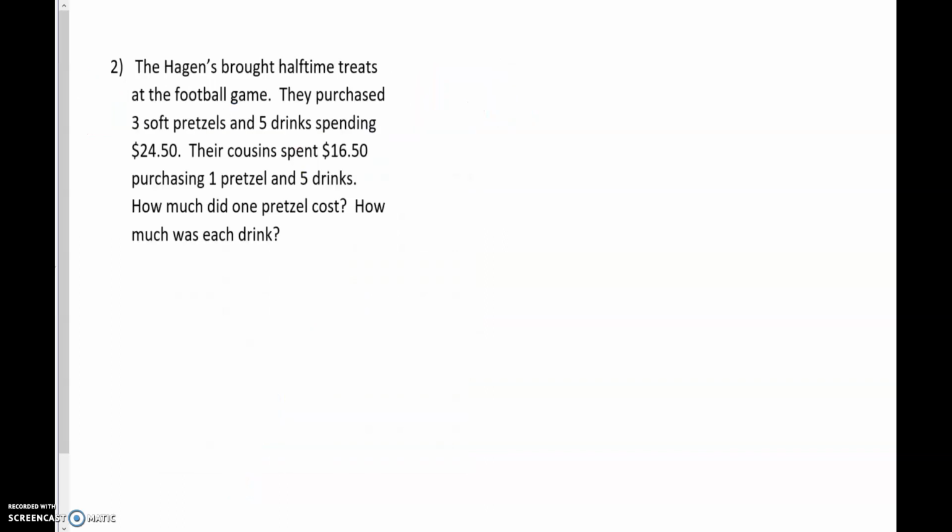All right, number 2. The Hagens bought halftime treats at a football game. They purchased 3 soft pretzels and 5 drinks, spending a total of $24.50. Their cousins spent $16.50, and they purchased 1 pretzel and 5 drinks. How much did 1 pretzel cost, and how much was each drink? All right, so I'm going to say x stands for pretzels, and I'm going to let y stand for drinks.